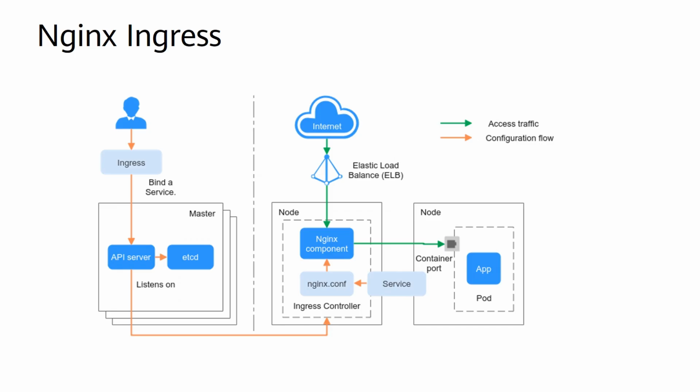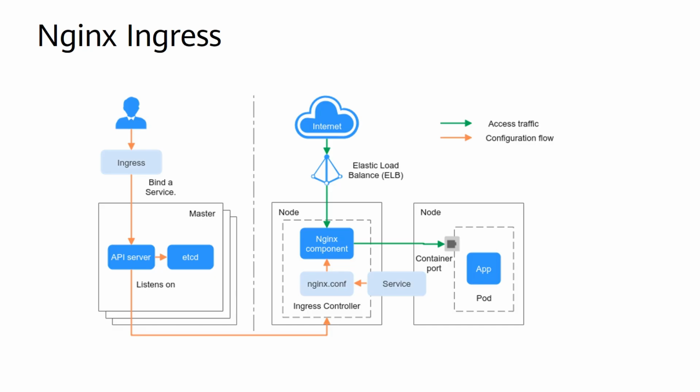CCE also supports Nginx Ingress, that is, the open source, commonly used Ingress controller. The Nginx Ingress controller is installed on a worker node. When installing such a controller, you need to bind a load balancer. The configuration is as follows. You initiate a request for creating an ingress. The request is sent to the API server and then forwarded to the Ingress controller. Then, some rules defined in the ingress are converted into the Nginx configuration. From the perspective of traffic access, the traffic first passes through the load balancer and then reaches the Ingress controller. Then the controller reads the newly defined configuration and forwards the request to the target pod.